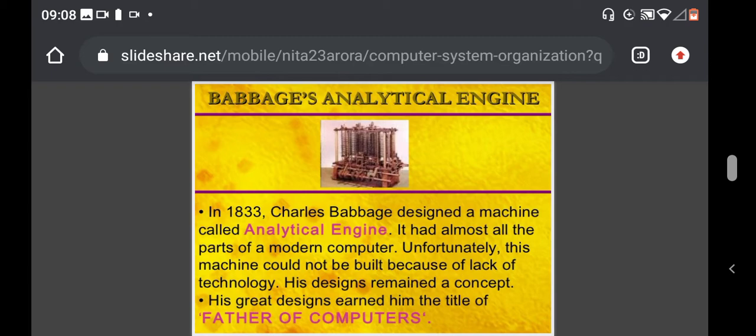You call this the analytical engine. In 1833, Charles Babbage designed a machine called the analytical engine. It had almost all the parts of a modern computer. Unfortunately, this machine could not be built because of lack of technology. His designs remained a concept. His great design earned him the title of father of computers.